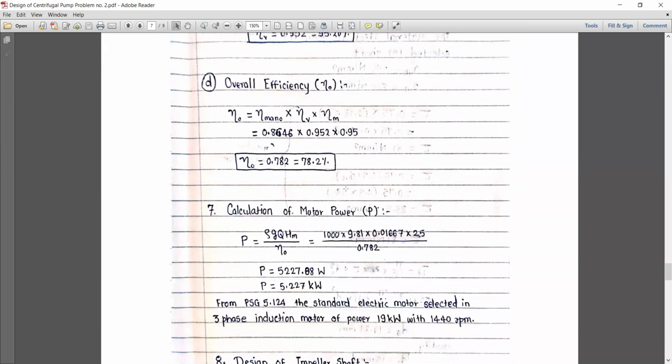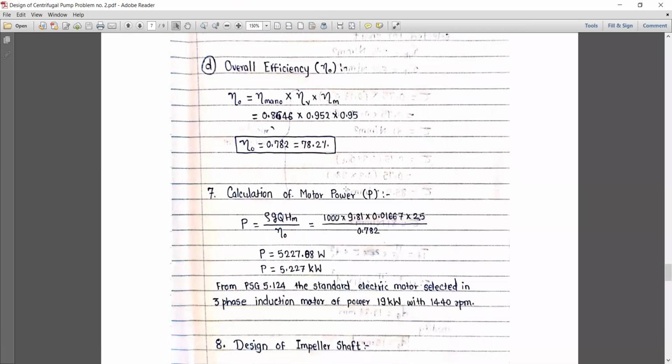Overall efficiency. So the overall efficiency is nothing but the combination of all efficiencies, that is the product of manometric efficiency, volumetric efficiency, and mechanical efficiency. So after multiplying all the factors, what we get, overall efficiency is equal to 78.2%.